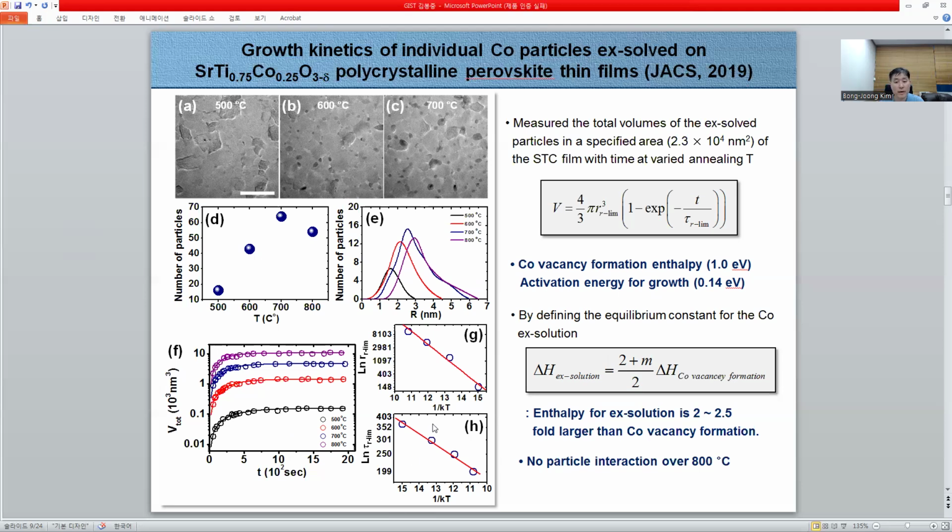Moreover, by defining the equilibrium constant for the cobalt exsolution, we find that the enthalpy for exsolution is 2 to 2.5 times larger than cobalt vacancy formation. This is actually reasonable because the exsolution of metal elements occurs after forming oxygen vacancies in the oxide matrix under reductive condition. Importantly, we confirmed that particle coarsening never takes place over 800 degrees C.